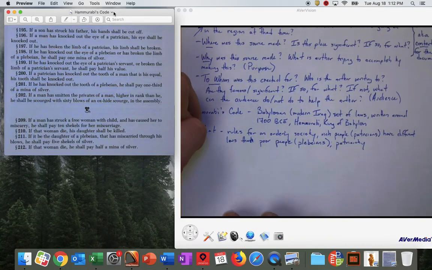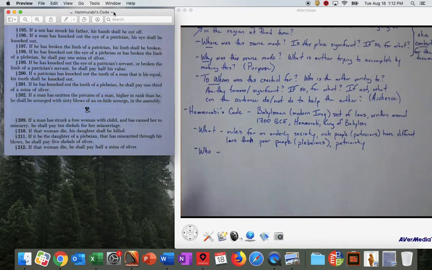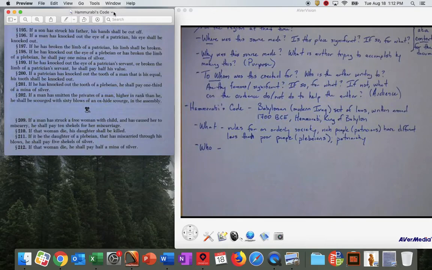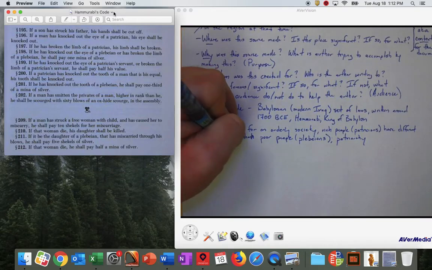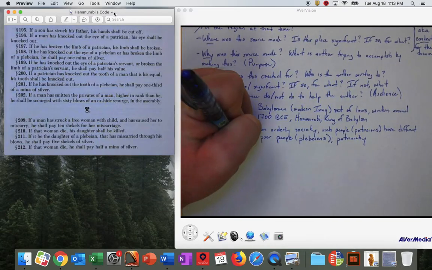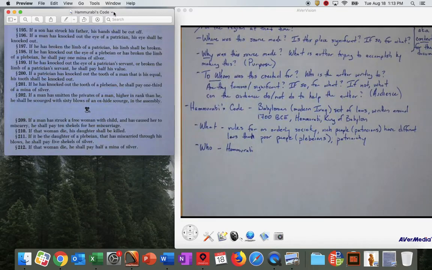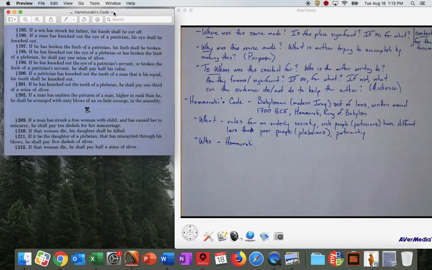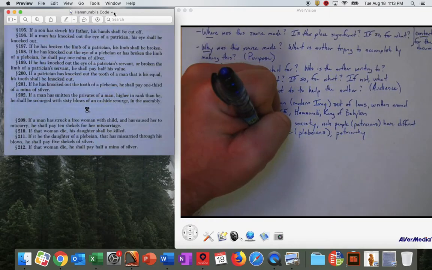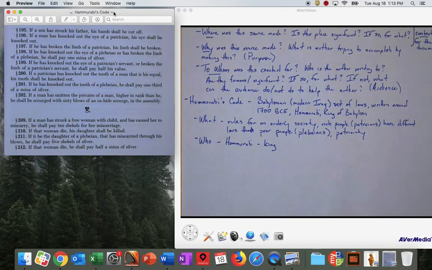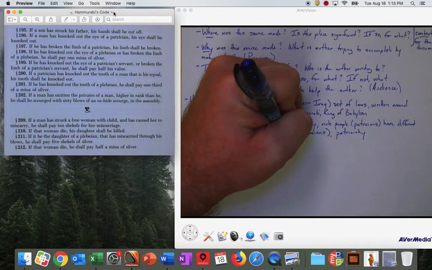But now we got to dig a little deeper. Who wrote this? Well, Hammurabi wrote it. But remember, that is not nearly the end of the story. Who was Hammurabi? All right, Hammurabi was the king. And why does that matter? Well, only kings can make laws.